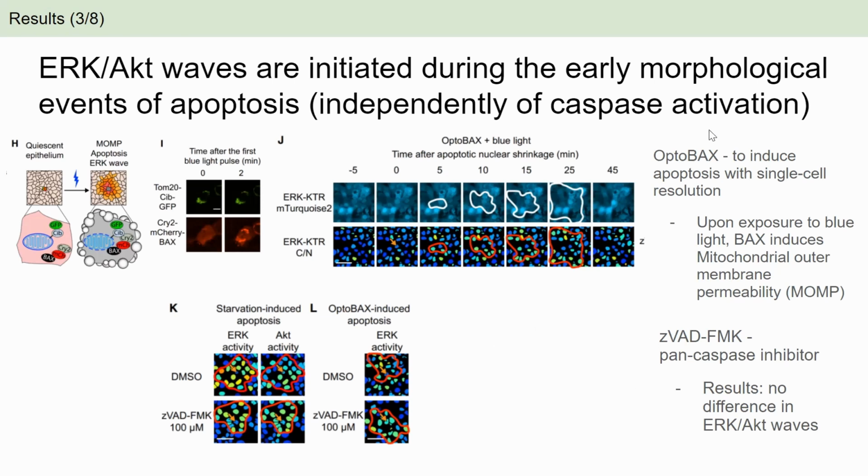Okay, so they actually test two types of the inducer, optoBAX or the MK. But the bottom one is like the caspase inhibitor, which is not really working, which means that this caspase activity does not really influence the ERK AKT wave.